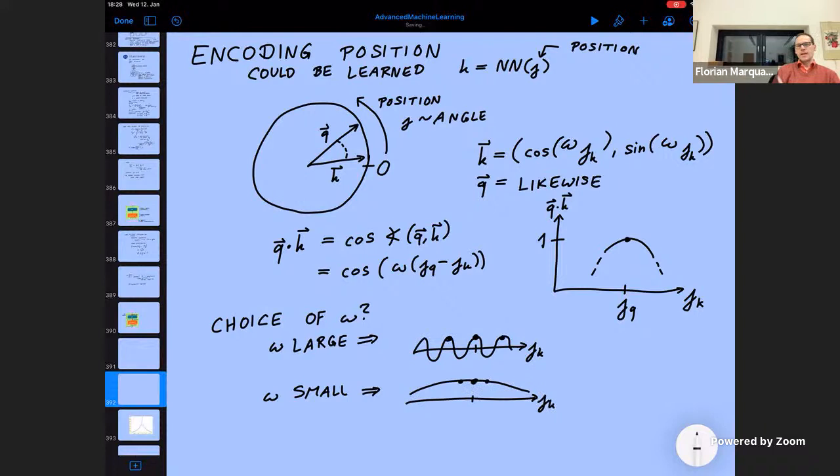Now the answer suggested in that transformer paper is, do everything, try all possible omegas. So instead of just encoding this for one particular fixed choice of omega, provide such two-dimensional unit vectors for all kinds of omegas.